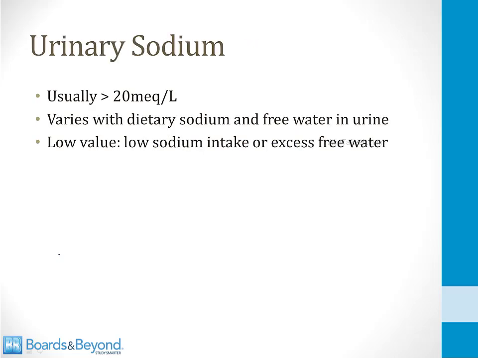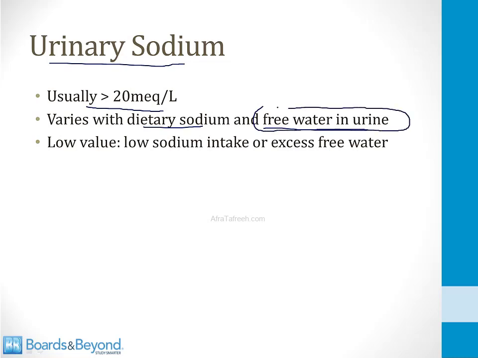So now let's talk about the other tests that are useful in hyponatremia. The second one is the urinary sodium level. Usually the urinary sodium level is greater than 20 milliequivalents per liter. However, in actuality, there is no normal urinary sodium level, and that's because this level varies with dietary sodium and free water in the urine. Remember that all the sodium you consume in your diet in a day must be excreted. So if you consume very little, you can have a low urinary sodium. If you consume lots of salt, you can have a high sodium. In addition, the amount of free water that you consume every day must be excreted, and this can also alter the urinary sodium level. However, this test is important in working up hyponatremia because a low value suggests either low sodium intake or excess free water, as we will talk about in the next few slides.